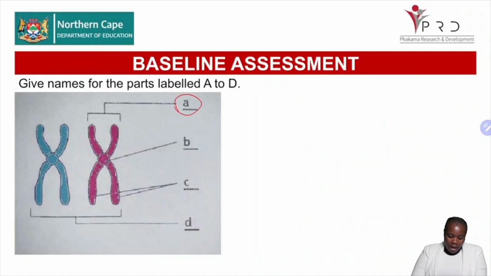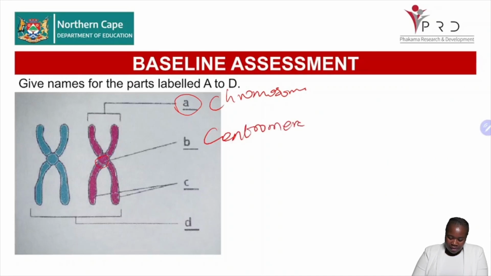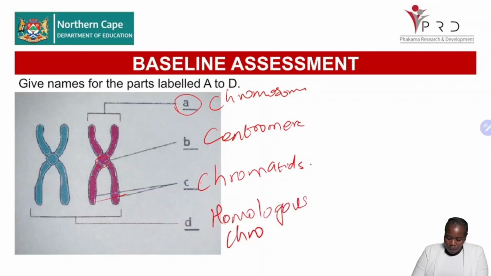At A, we have the chromosome itself. So A here would be the chromosome. And then at B, we have the centromere. Remember, the centromere is the part that holds the two chromatids together. Next, we have C, which are the chromatids. Remember, one chromosome is made up of two chromatids. So these are the chromatids. At D, we have homologous chromosomes. Remember, when we talk about homologous chromosomes, we are talking about two chromosomes whereby one is of the maternal origin and the other is of the paternal origin. As we can see, we have shown that they are of different origins with the color.